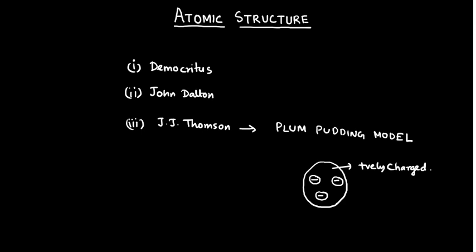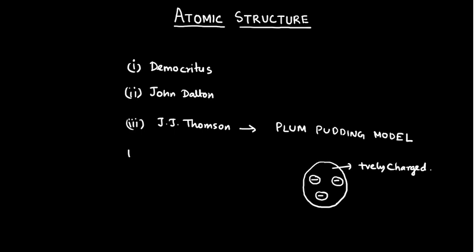Now we all know that this is not the actual structure of an atom. So what was the problem of this model was that the actual distribution of positively and negatively charged particles were not known, right? But the only advantage of the model was he stated that an atom is electrically neutral, right?